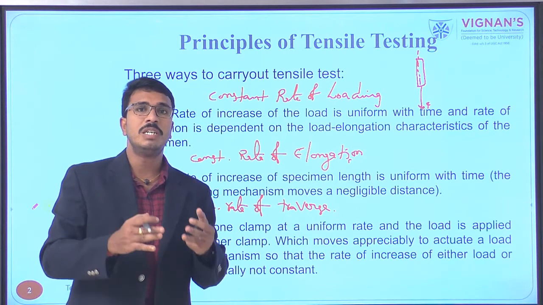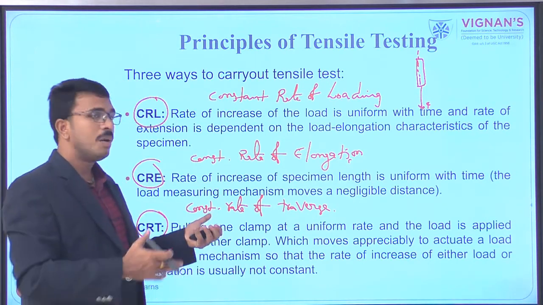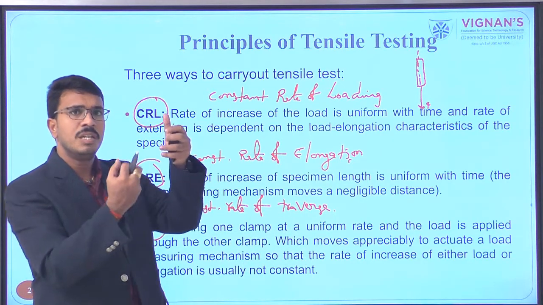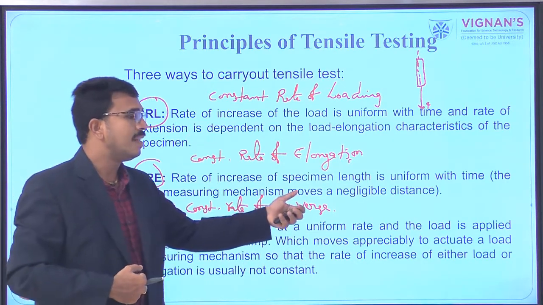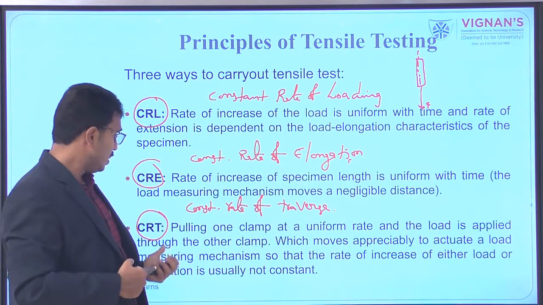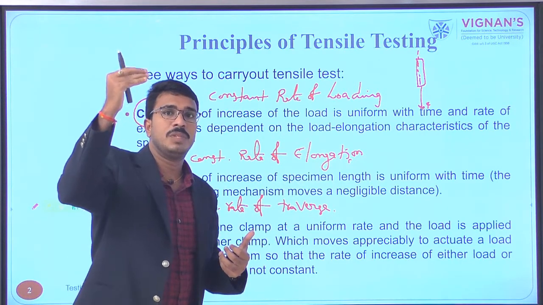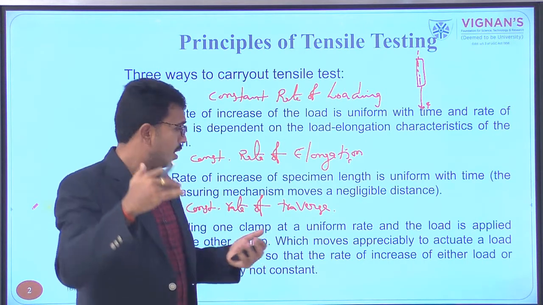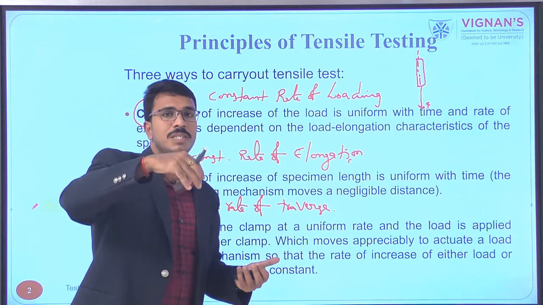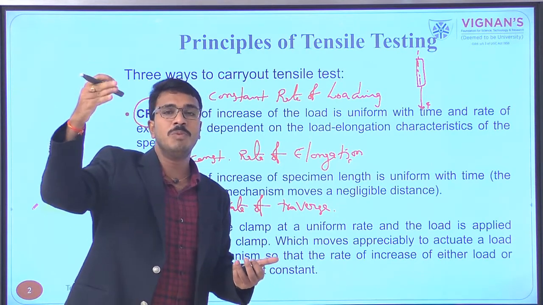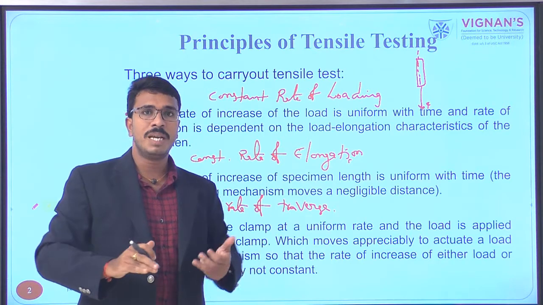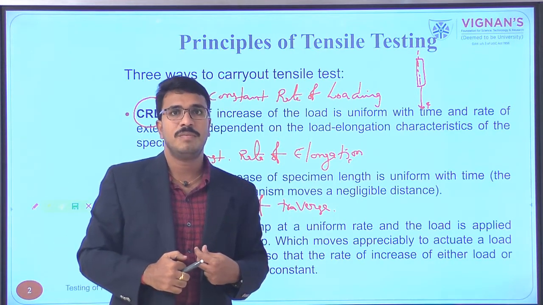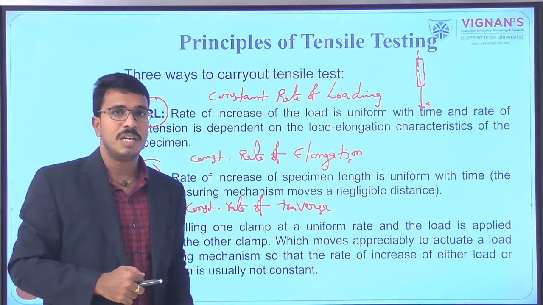In constant rate of traverse, we are pulling the clamp at one end, that is the bottom end, at a uniform rate, and the load is applied through the other clamp. Whatever load is applied moves the load measuring mechanism, and finally we can read the load in the instrument itself. So this is constant rate of traverse.